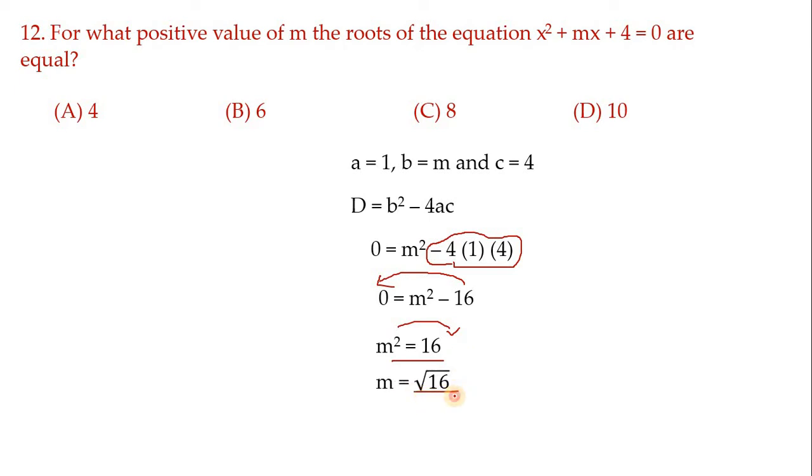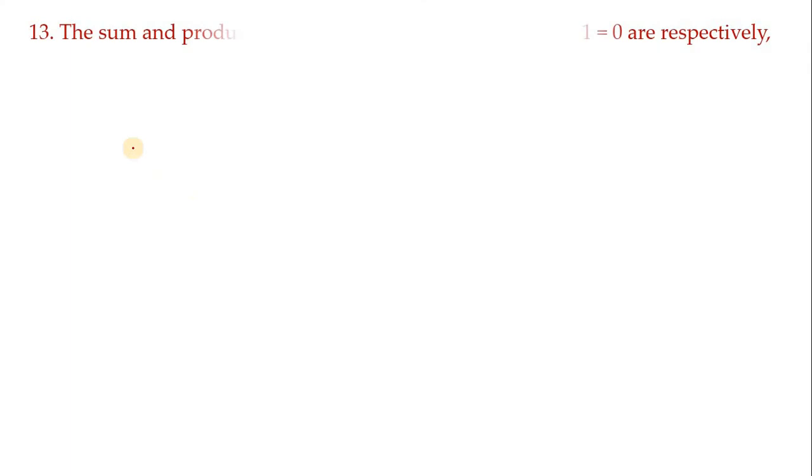Root 16 has two values, that is plus or minus 4. And they clearly said we have to take the positive value. So neglect the minus 4, consider the positive 4. Hence the correct option is A. Move on to the next one.